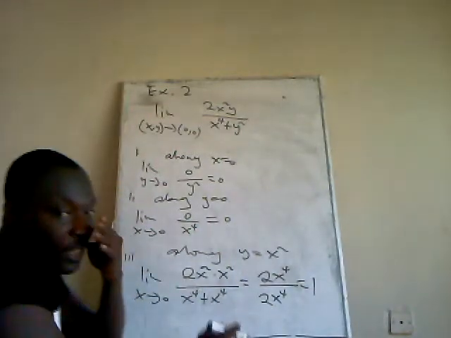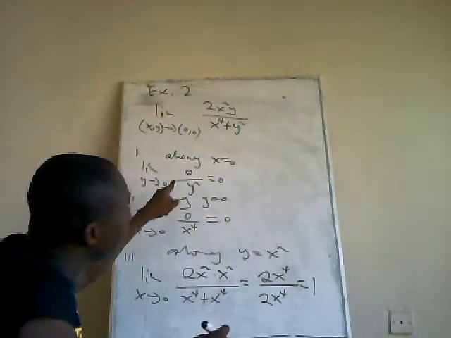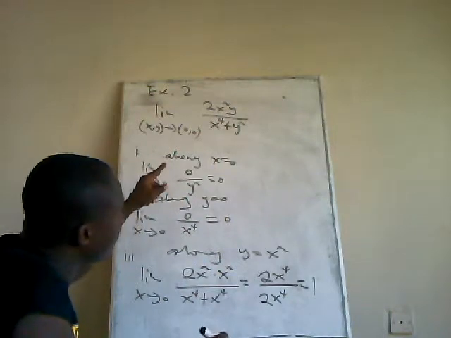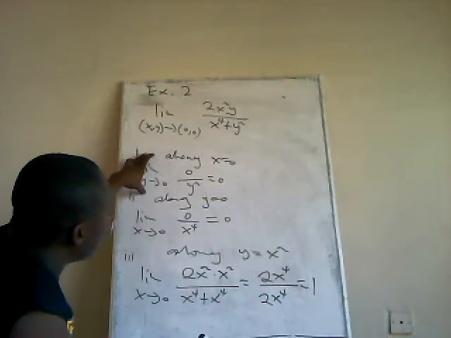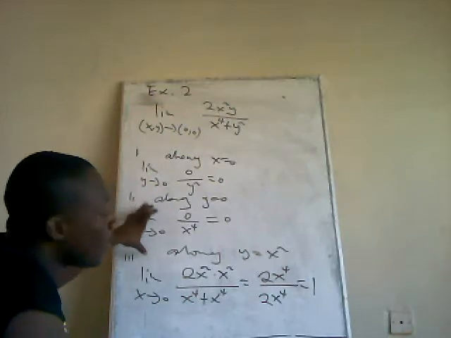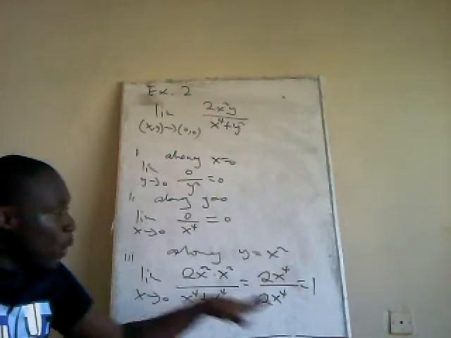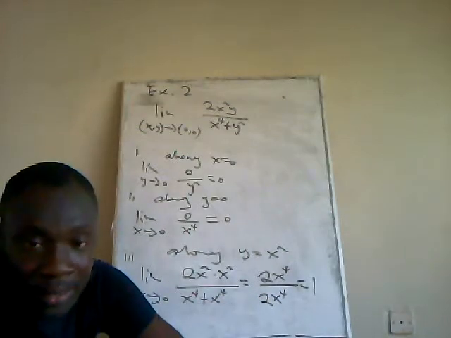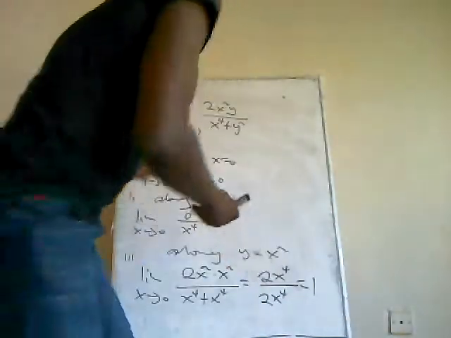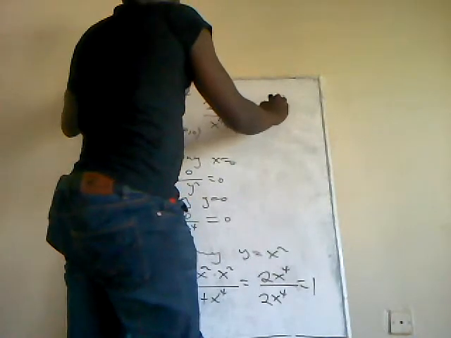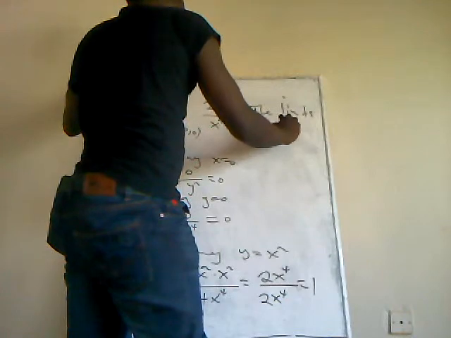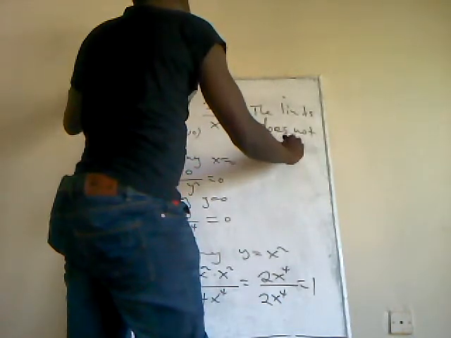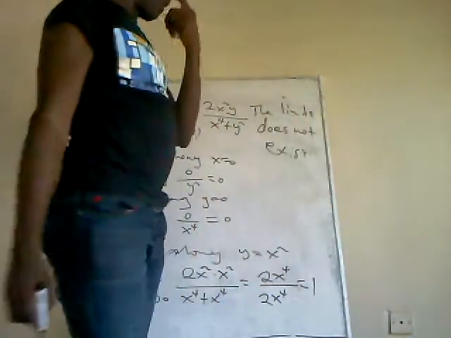Clearly, you could see that the limit does not exist, because along x is equal to 0, I had 0. Along y is equal to 0, I had 0. But along y is equal to x squared, I had 1. So we conclude that the limit does not exist. Okay.